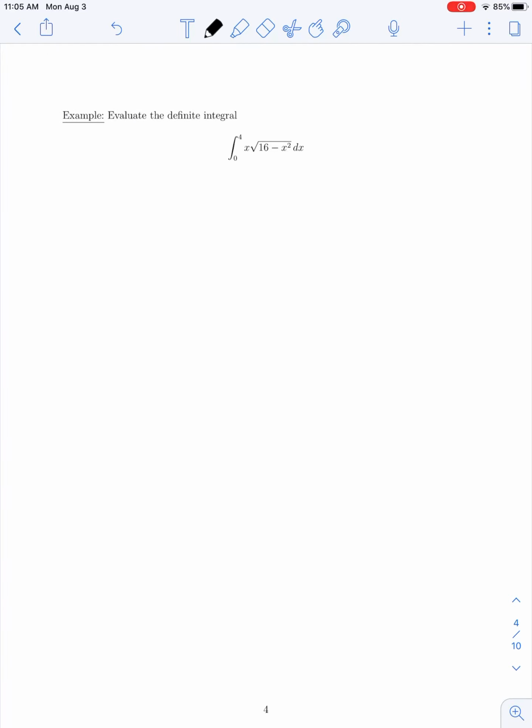So let's look at some other examples where we'll evaluate some definite integrals and where our process of finding the antiderivative may require a substitution. So in this next example, we're asked to evaluate the integral from 0 to 4 of x times the square root of 16 minus x squared dx. So here we've got a product of two functions, x and the square root of 16 minus x squared.